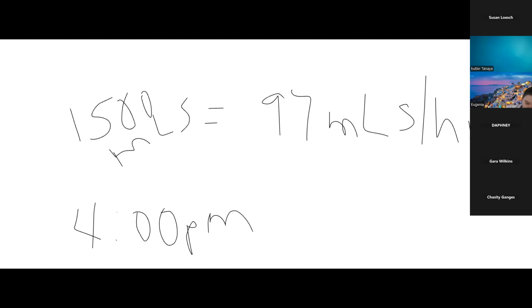Are we rounding to the nearest tenth? Yes, you're always going to round to the nearest tenth. When did I say you're going to round to the nearest tenth? Think about that.